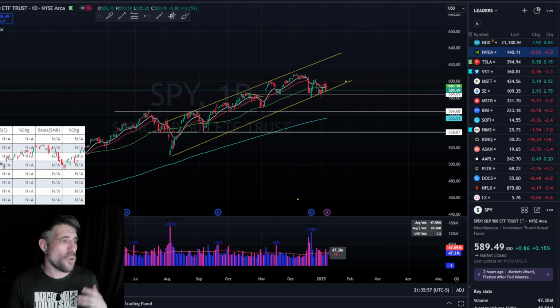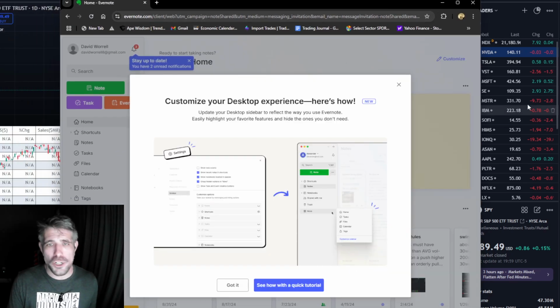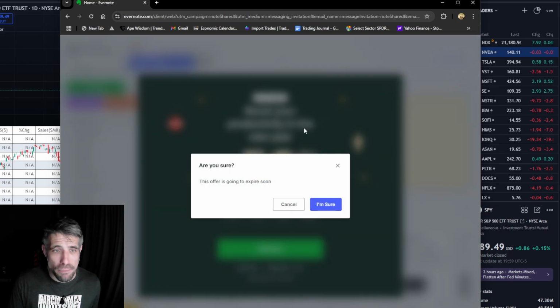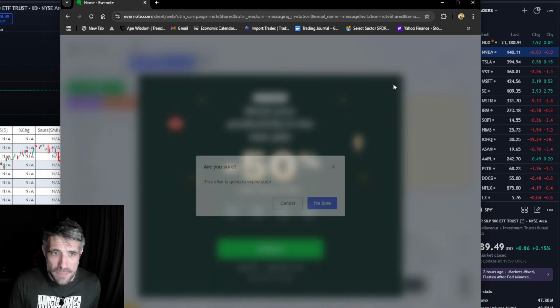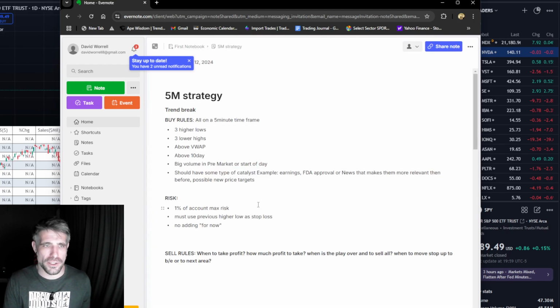I went over the 5-minute opening range break, or the 5-minute trend break strategy before. But here's my Evernote. I don't sugarcoat. I don't hide anything from you guys. I have a 5-minute trend break strategy. I have a daily strategy. But here, this is what a process looks like, guys.